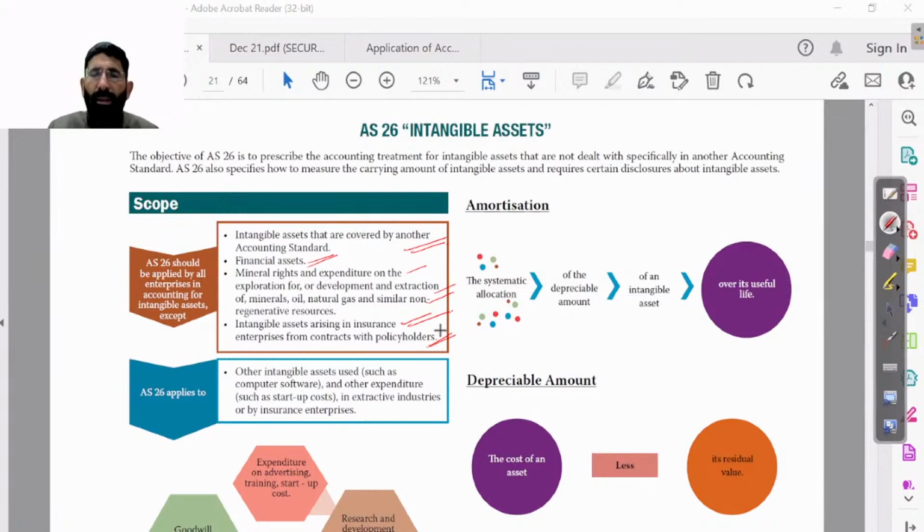So some are covered and some are not covered. It all depends. So which will be covered? Computer software will be covered. Means all other intangible assets will be covered.